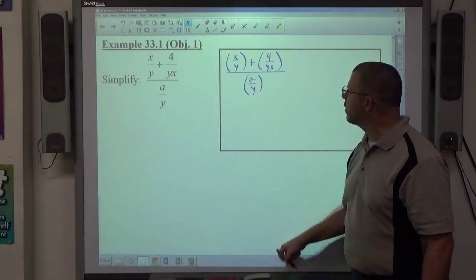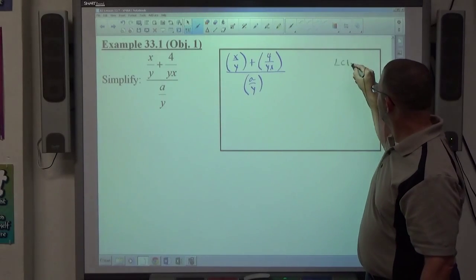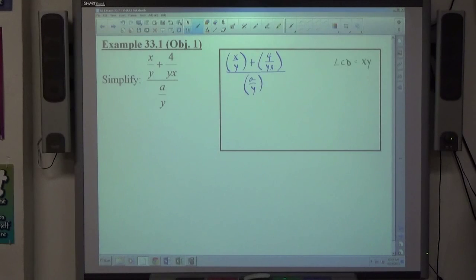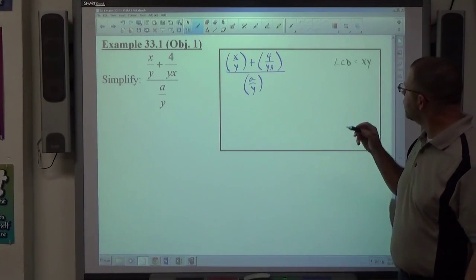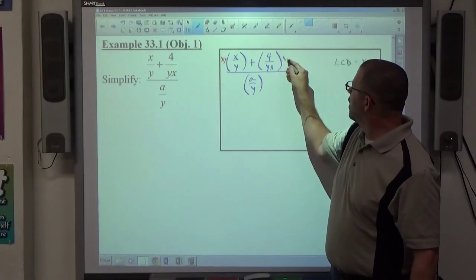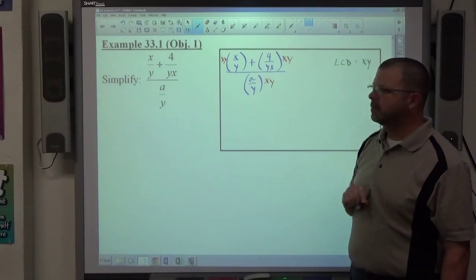The least common denominator is what? xy, or yx, take your pick. Doesn't matter the order. All right? x and y both belong to at least one of the denominators, right? And the highest power of each is 1. So what I'm going to do is multiply times xy, times xy, times xy.